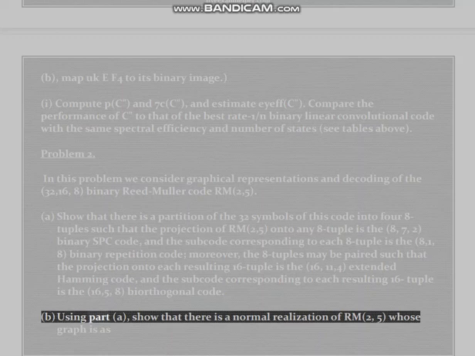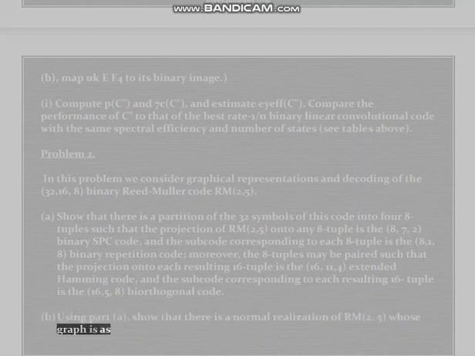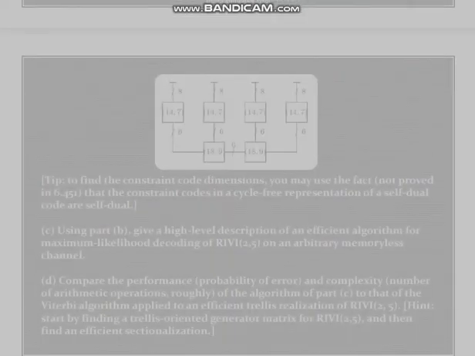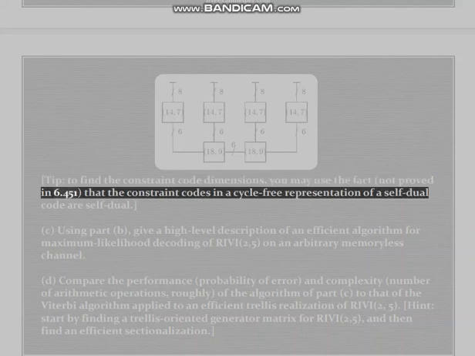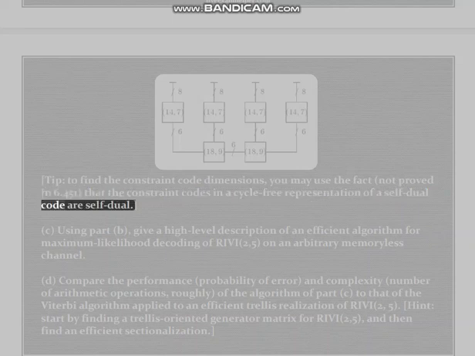B. Using part A, show that there is a normal realization of RM(2,5) whose graph is as shown. Tip: to find the constraint code dimensions, you may use the fact, not proved in 6.451, that the constraint codes in a cycle-free representation of a self-dual code are self-dual.